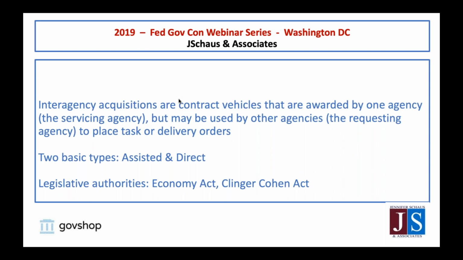Two basic types, assisted and direct. A direct interagency agreement is like a GSA schedule. That's when the requesting agency can literally just go in, issue an RFQ or place an order directly against that master contract, having little to no involvement from the servicing agency. The other type, assisted, is when the servicing agency takes on some or all of the procurement activities, and it's usually done for a fee. This is a good example of what they do at NITAC.